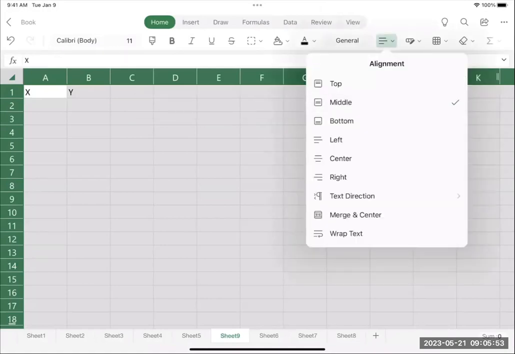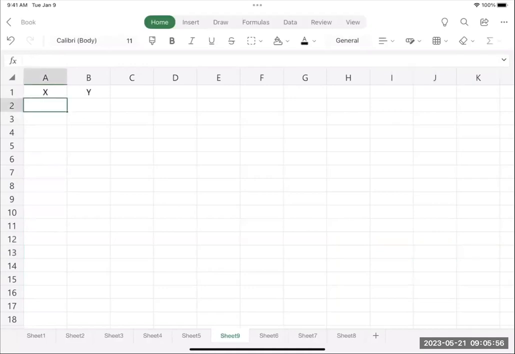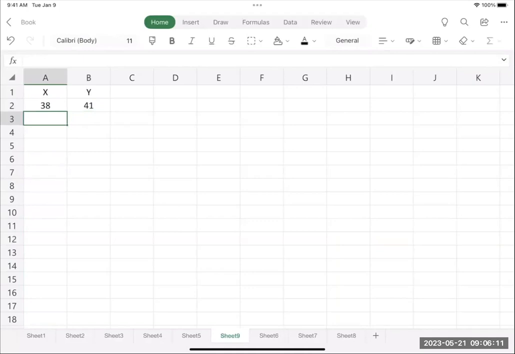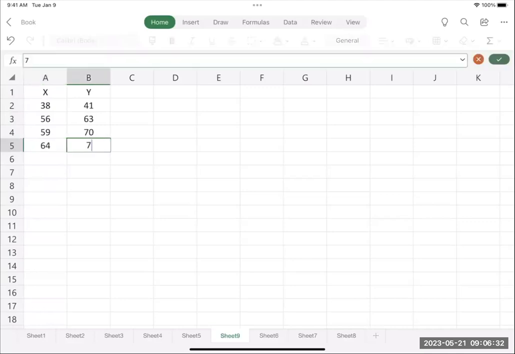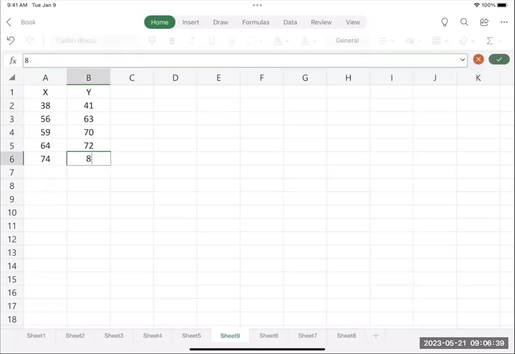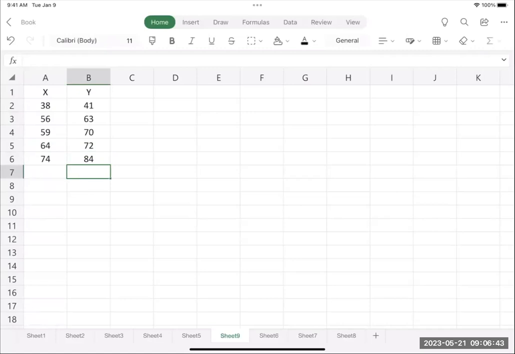Let's put this in. 38 for X and 41 for Y. 56 for X, 63 for Y. 59, 70. 64, 72. And 74, 84. Okay, what do we do next?